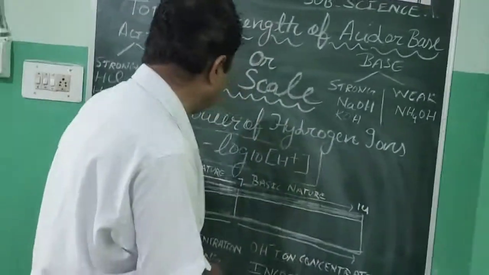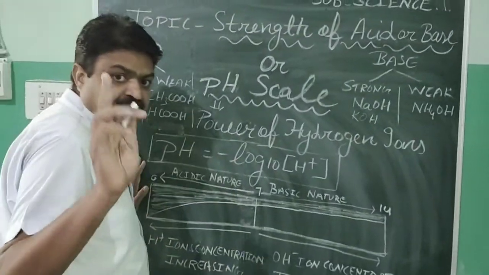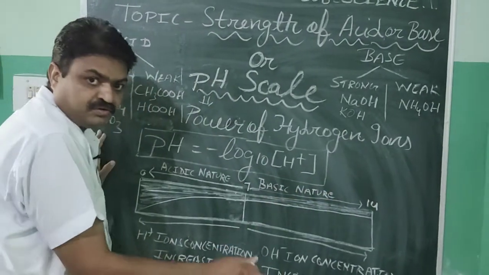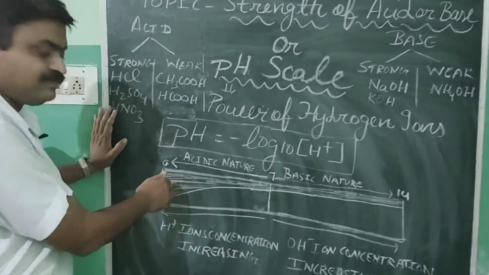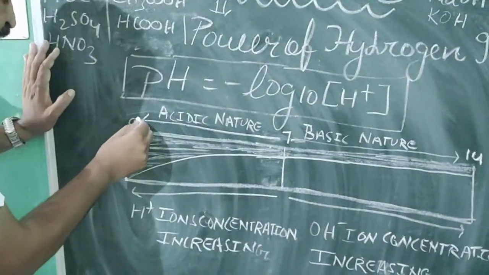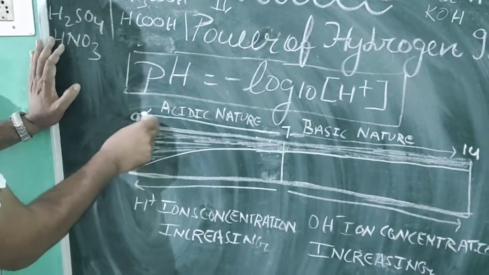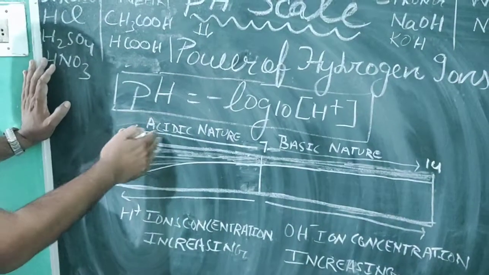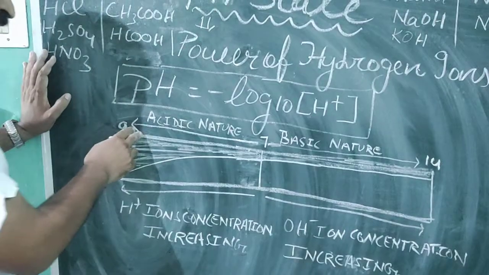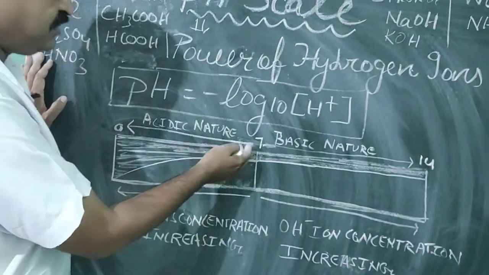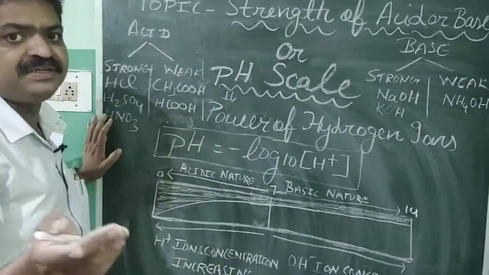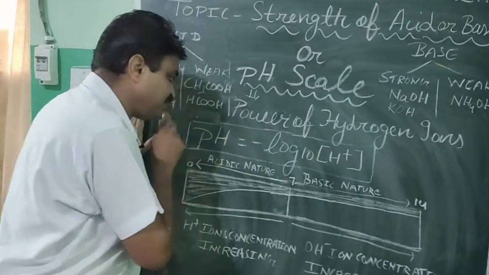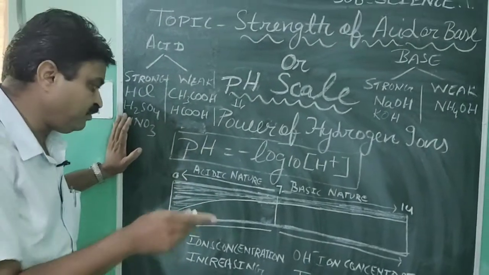Because the pH scale has a magnitude from 0 to 14, and if the pH is near 0, meaning it is 0, 1 or 2, it means the acid is strong. If it is near 7, meaning it is 5, 6, 7, it means the acid is weak. So the strength is measured with the help of the pH scale.